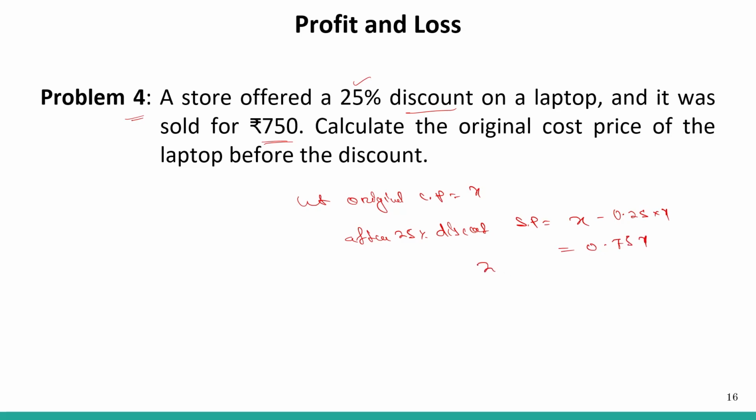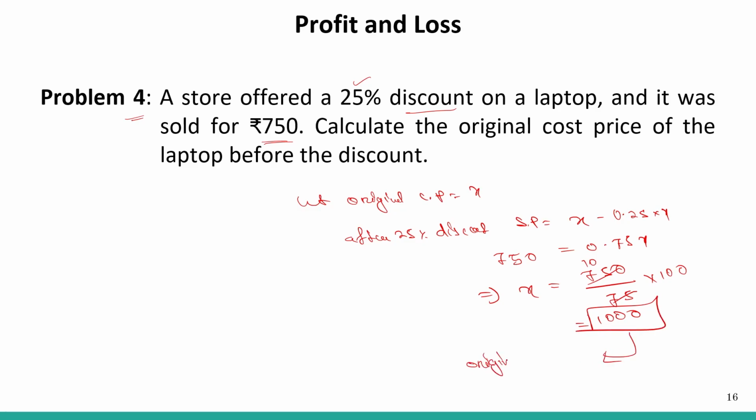So this is given to us as 750. So this implies that X is equal to 750 by 75 into 100, right? So this is what? This is 10. So this will be nothing but 1000 rupees. So the original price of the laptop is this much amount. So before the discount, its original price was 1000 rupees.